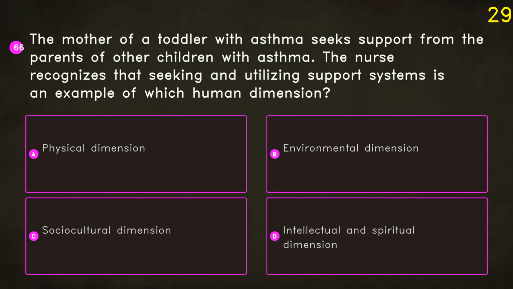Question 66. The mother of a toddler with asthma seeks support from the parents of other children with asthma. The nurse recognizes that seeking and utilizing support systems is an example of which human dimension? A. A physical dimension. B. Environmental dimension. C. Sociocultural dimension. D. Intellectual and spiritual dimension.